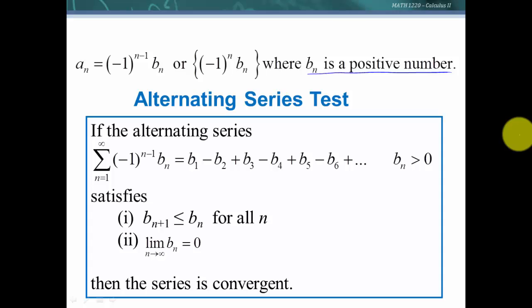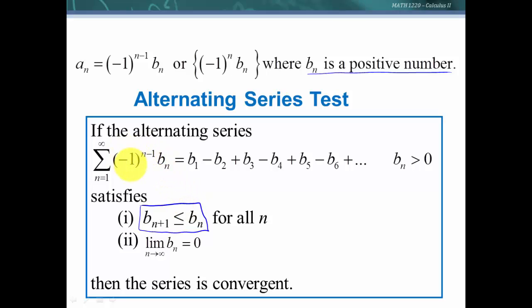If this alternating series, so we have b sub n being positive, and then this alternates because of this power here of a -1. If it satisfies these two conditions, then it converges. So what are the conditions? First of all, any term is less than or equal to the term in front.